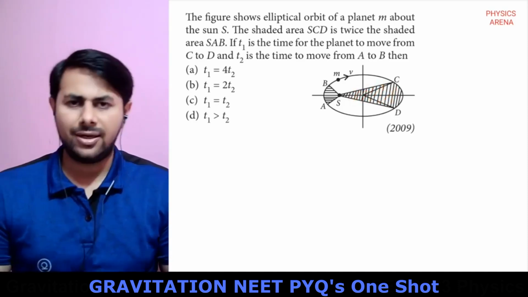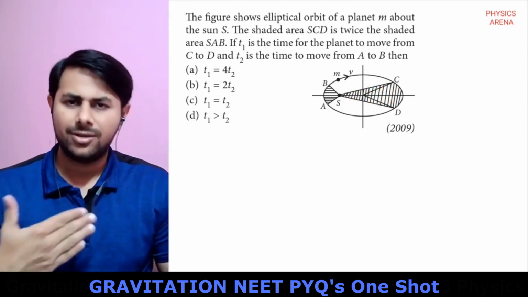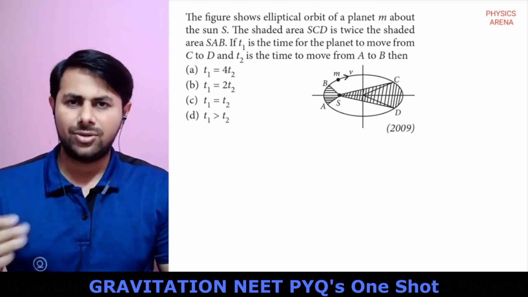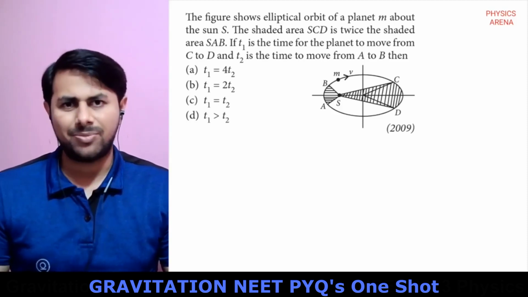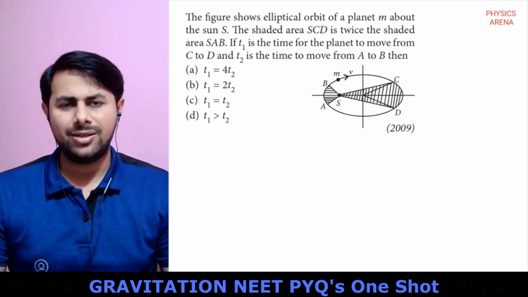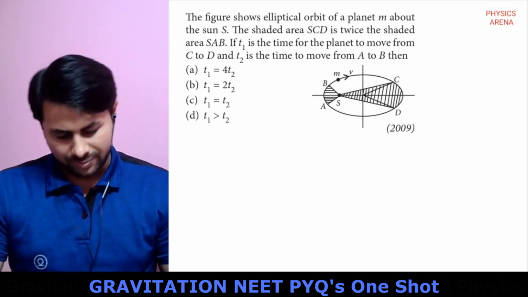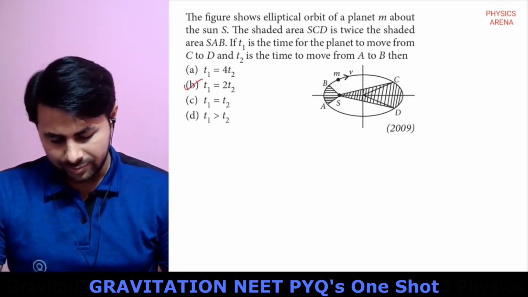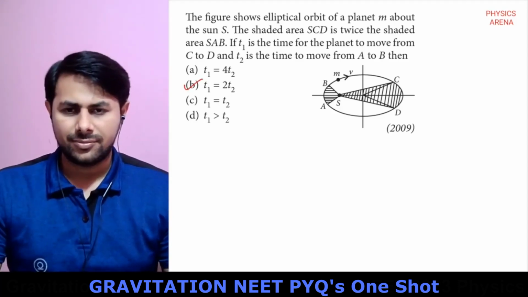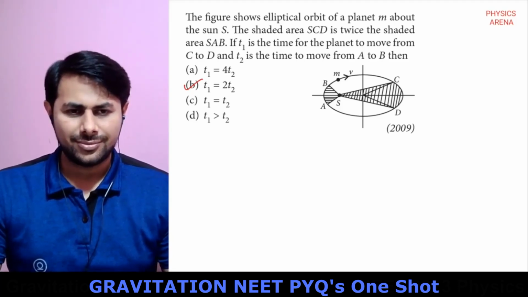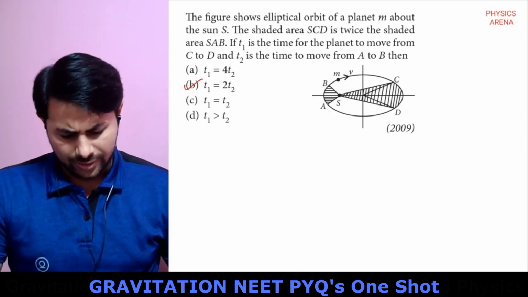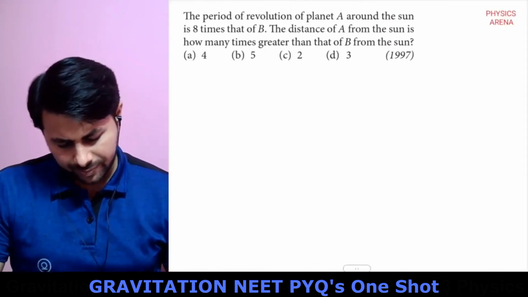Then, very simple, area is double, that means time will be double. Because the line joining the Sun to the planet sweeps out equal areas in equal intervals of time. So if area is double, time would be double. Right, so option B is the answer. So this was very simple.